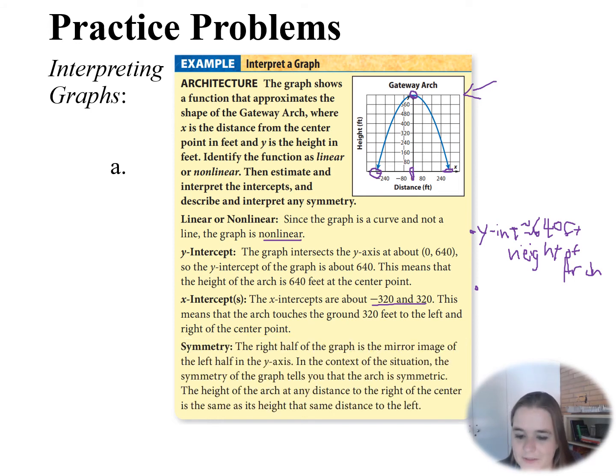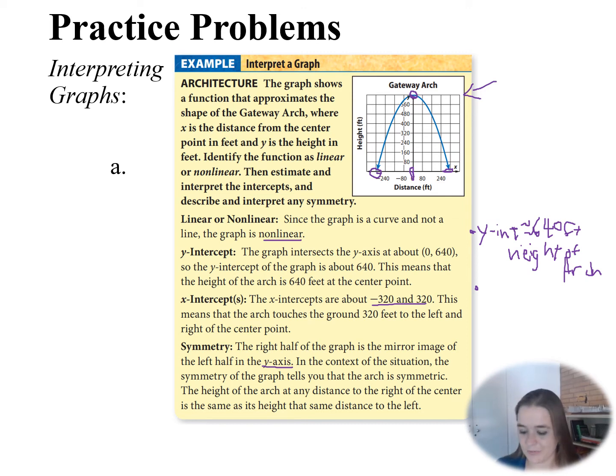Now I need to think about the symmetry. If I look at the symmetry of this graph, I see that the right half of the graph is a mirror image of the left half over the y-axis. So my line of symmetry would be that y-axis. In the context of this situation, that tells me that the arch is symmetrical. The height of the arch at any distance to the right of the center is the same as its height at the same distance to the left. So in your notes, you need to have that it's symmetrical along the y-axis, and that tells you that the arch is symmetrical. Those are the big ideas to write down in your notes.